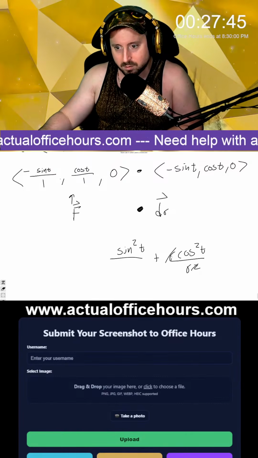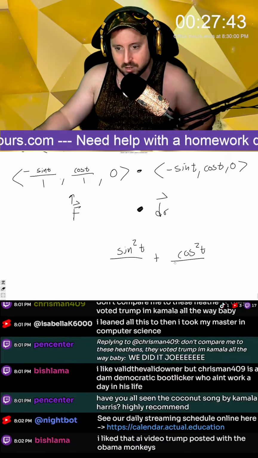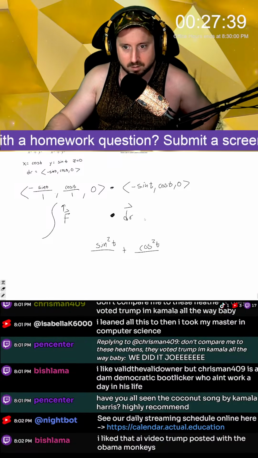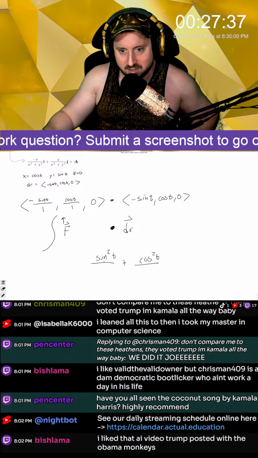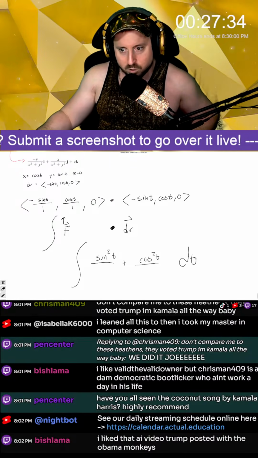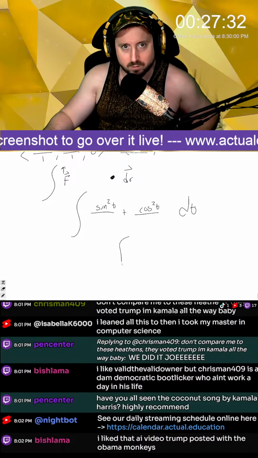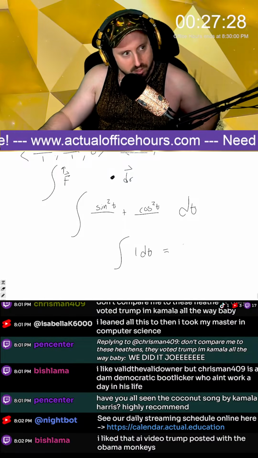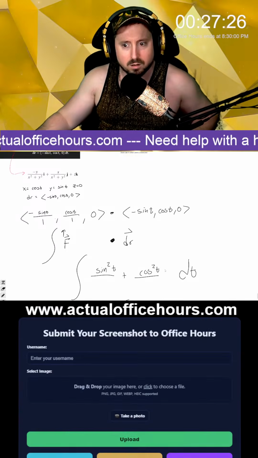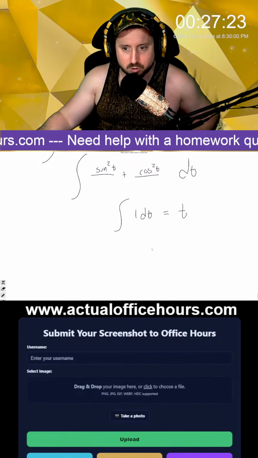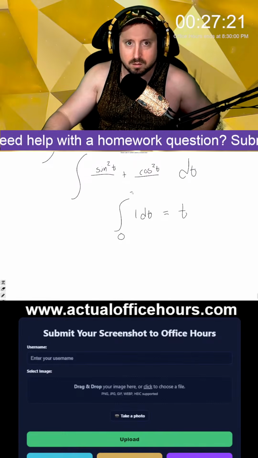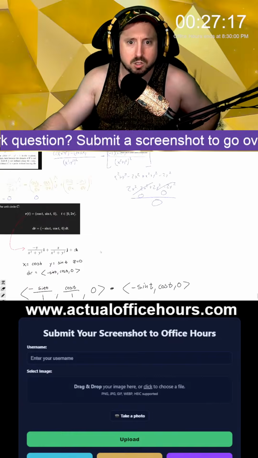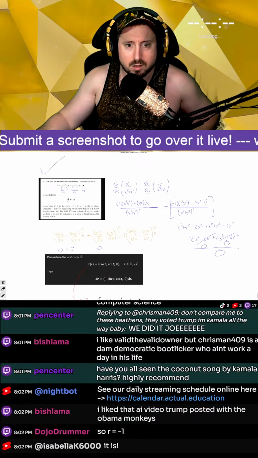Okay. Yes, so you get sine squared plus cosine squared. That's the integral, right? And then it's that dt, which is then just equal to the integral of 1 dt. So it's just equal to t, right? But then t goes from 0 to 2 pi. Okay, so then the answer is just 2 pi, which is not 0.